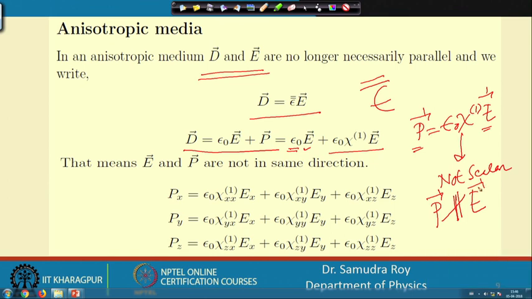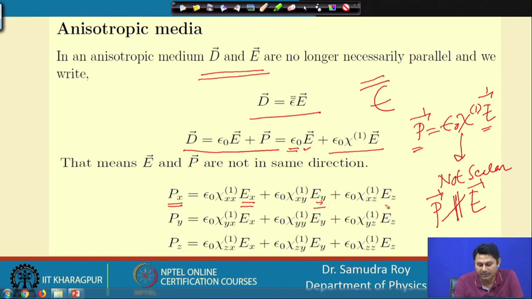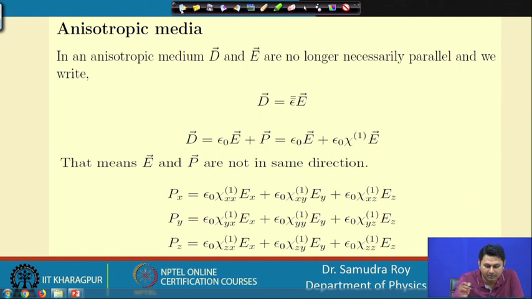If that is the case, then the Px component will not be equal to the Ex component multiplied by some constant. Rather, the Px component is related to the Ex component, Ey component and Ez component. In a similar way, the Py component is related to the Ex component, Ey component and Ez component, and so on for z. How is it happening? Let me go to the next slide and then probably things will be understood.